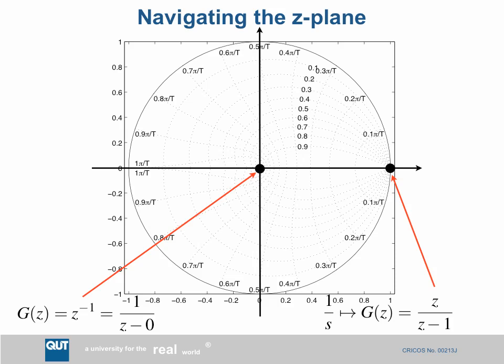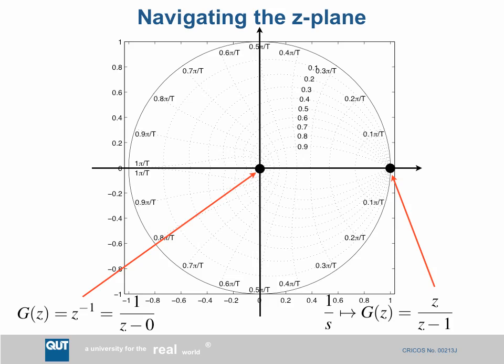Now, we mentioned before that the point that is at 1 on the real axis corresponds to an integrator. So if we look up the z transform of an integrator, 1 on s, that gives us the transfer function in the z domain of z over z minus 1. The pole of that system, that's when z minus 1 equals 0, is when z equals 1. So that point, the rightmost black dot that I've drawn, corresponds to an integrator.